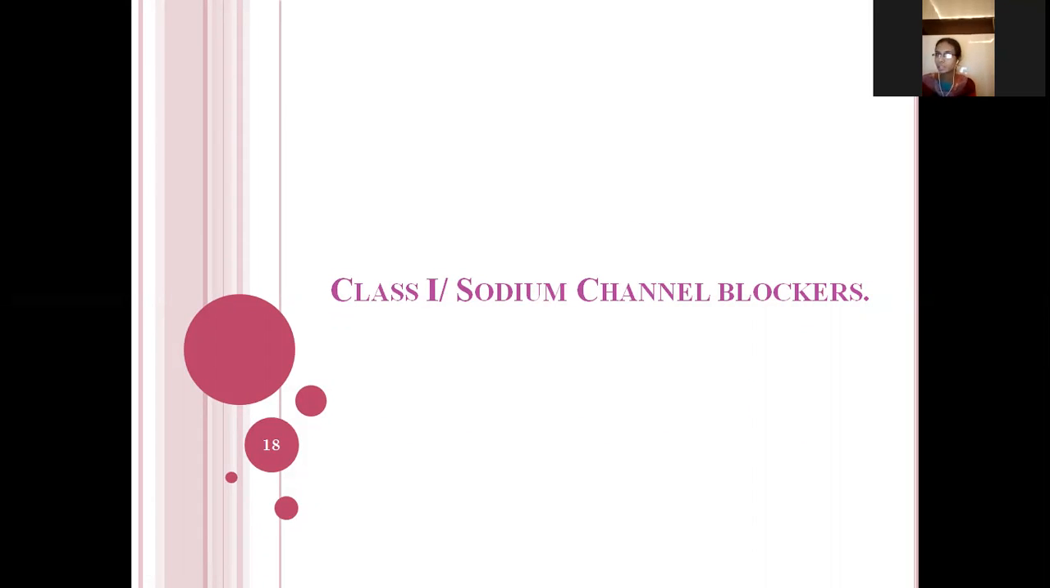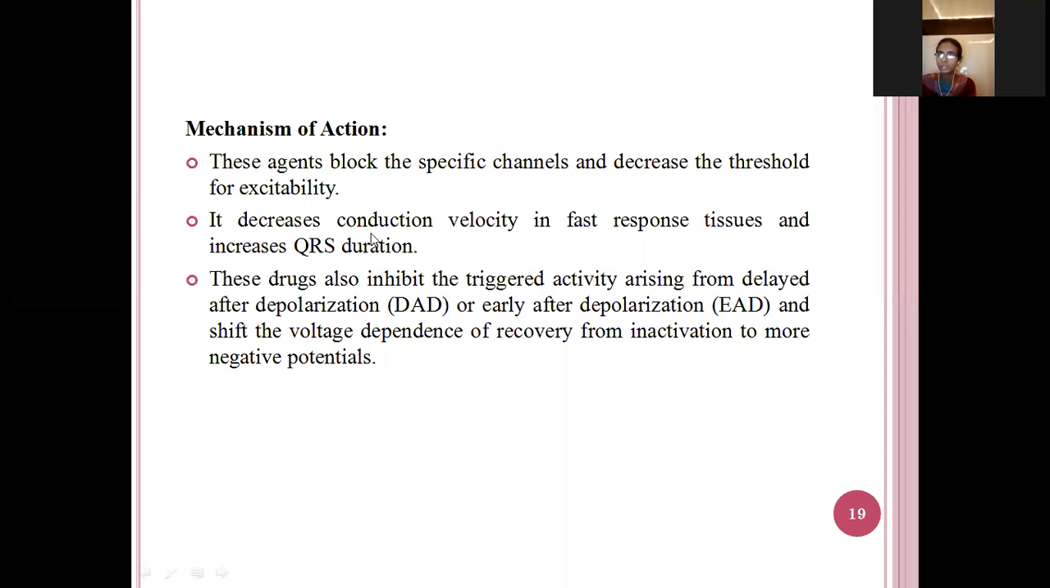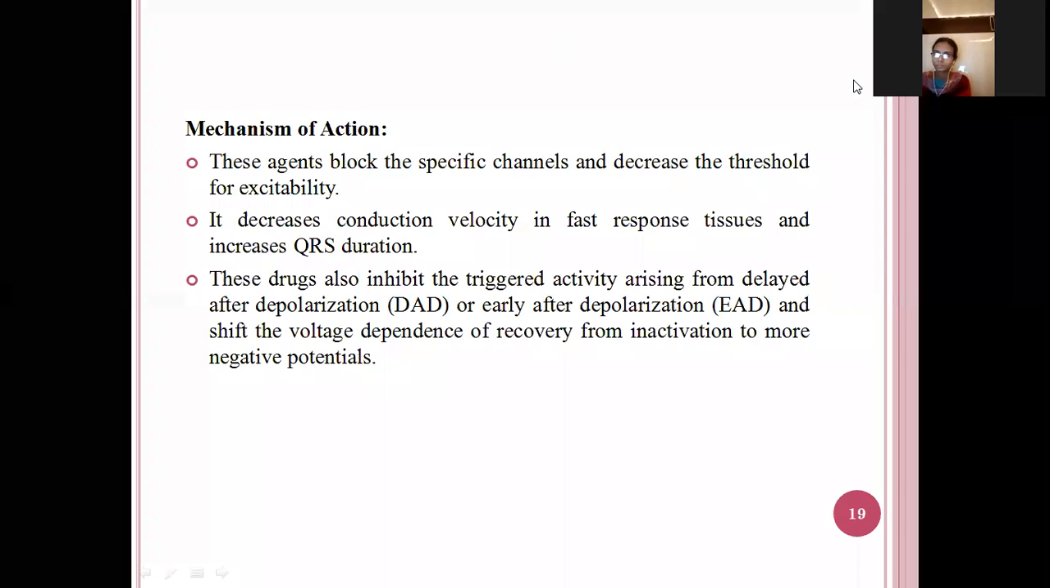So next is class 1 sodium channel blockers. What is the mechanism of action? These agents will block the specific channels and decrease the threshold for excitability. It will decrease the conduction velocity in the fast response tissue and increase the QRS duration. These drugs will inhibit the triggered activity arising from delayed after depolarization.